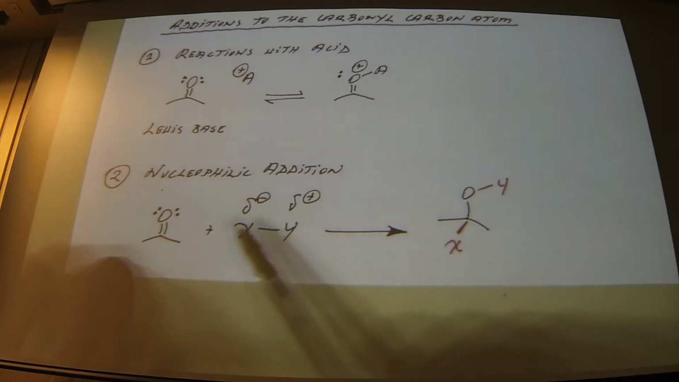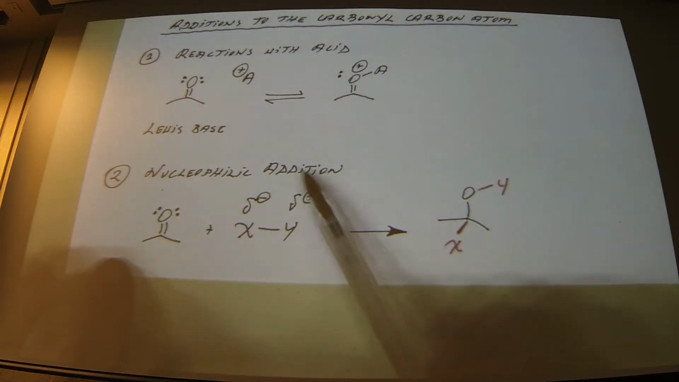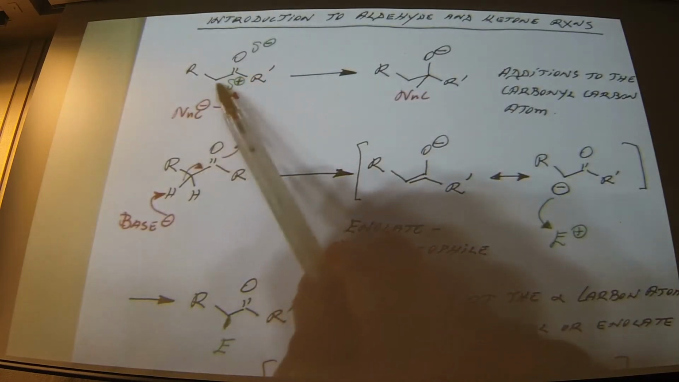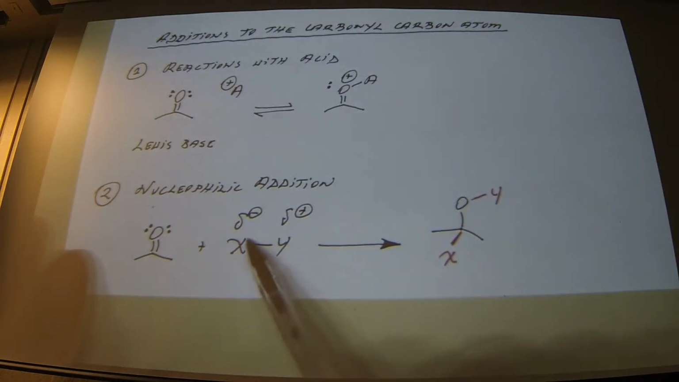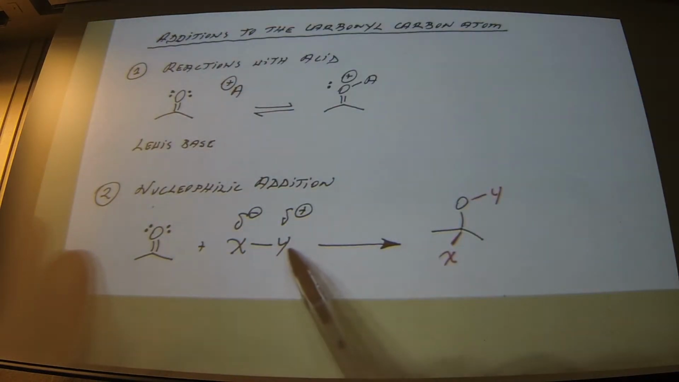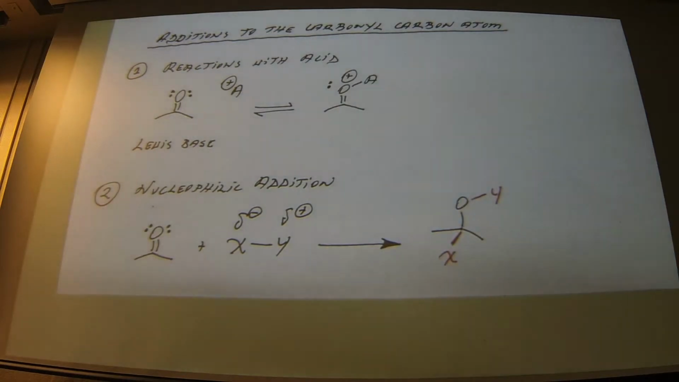And the other reaction is nucleophilic addition. That's this reaction here, a nucleophile adding to the carbonyl. I'm going to show it a little bit differently, with the nucleophile bonded to whatever the counter-ion is. Then you end up doing an addition across the C=O double bond. So that's the other kind of reaction we're going to see in this chapter.